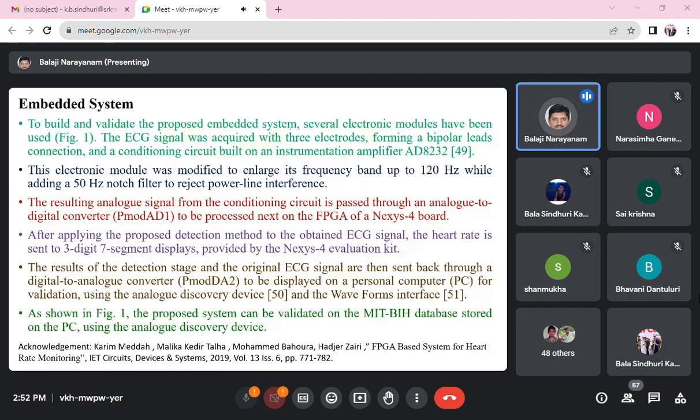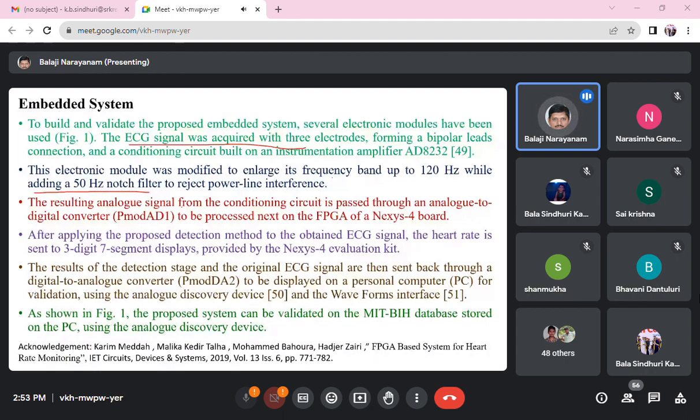To validate the proposed embedded system, several electronic modules are used. The ECG signal was acquired with 3 electrodes. This electronic module was modified to analyze its frequency band up to 120 hertz while adding a 50 hertz notch filter to reject the power line interference. Normally, when you are dealing with biomedical signals, especially the ECG signal, you will get power line interference. In order to remove that power line interference, we can use a 50 hertz notch filter.